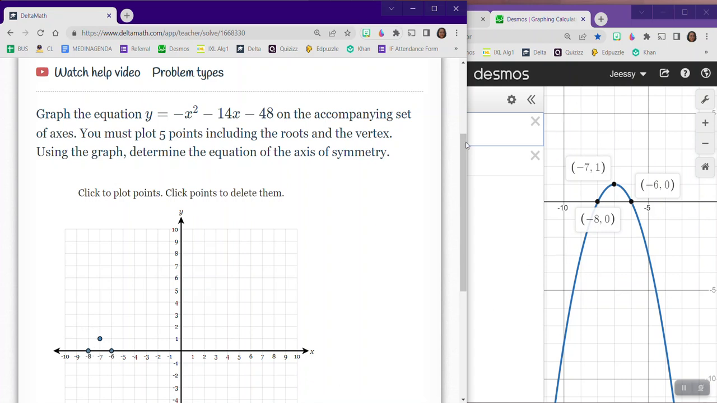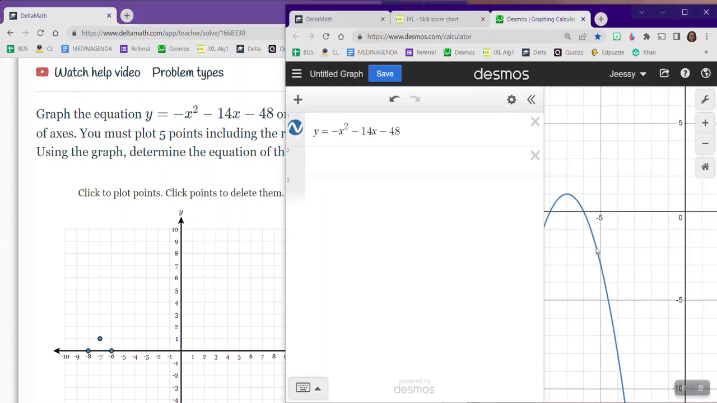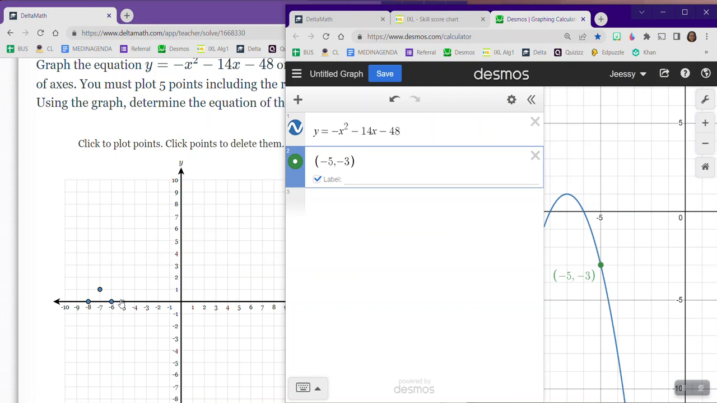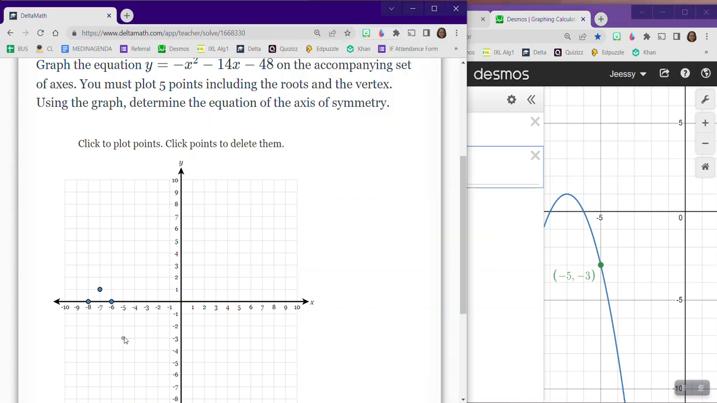We need 2 more points, right? Let's see, this one looks promising. Negative 5, negative 1, negative 2, negative 3. Negative 5, negative 3. Pretty sure. Okay, so here we go. Negative 5, negative 3. And label it right there. So negative 5 and negative 3.